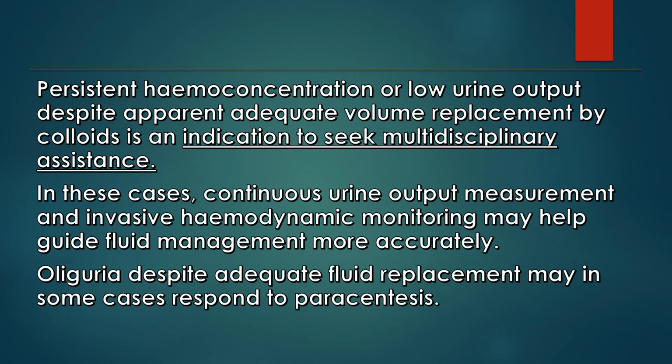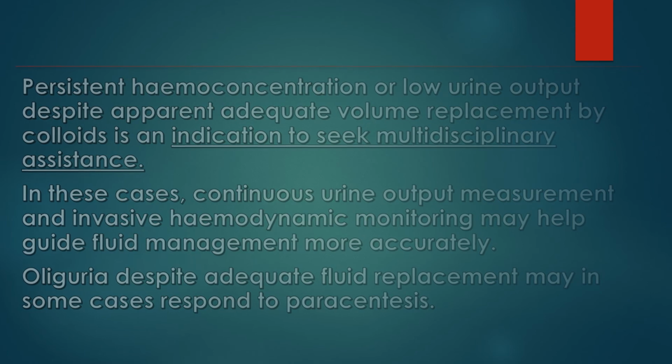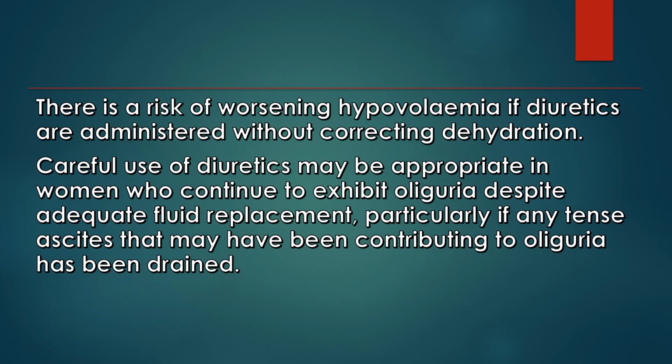In these cases, continuous urine output measurement and invasive hemodynamic monitoring may help guide fluid management more accurately. Oliguria, despite adequate fluid replacement, may in some cases respond to paracentesis. There is a risk of worsening hypovolemia if diuretics are administered without correcting dehydration. Careful use of diuretics may be appropriate in women who continue to exhibit oliguria despite adequate fluid replacement, particularly if any tense ascites that may have been contributing to oliguria has been drained.